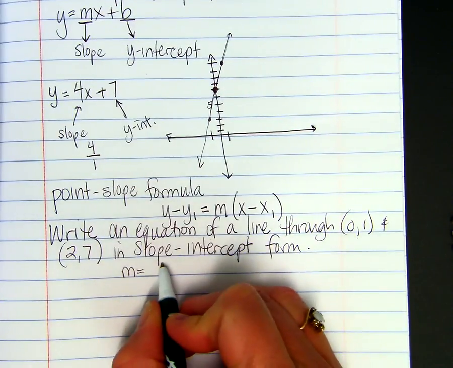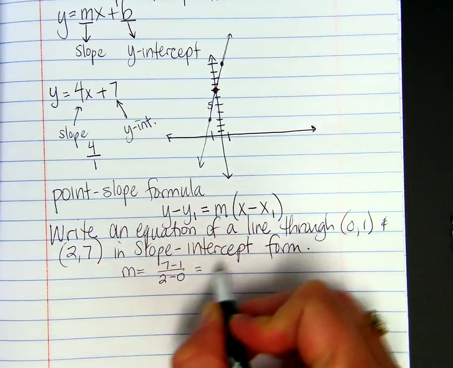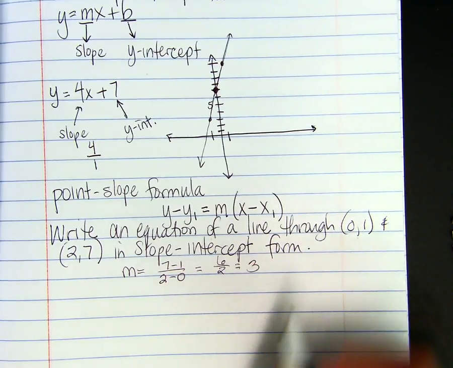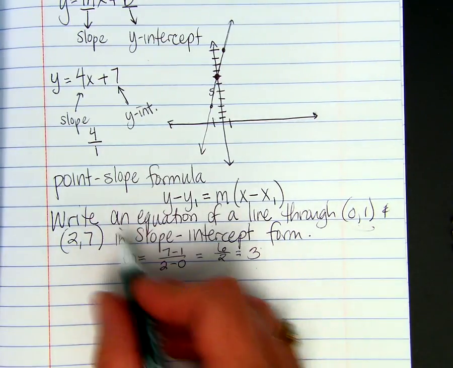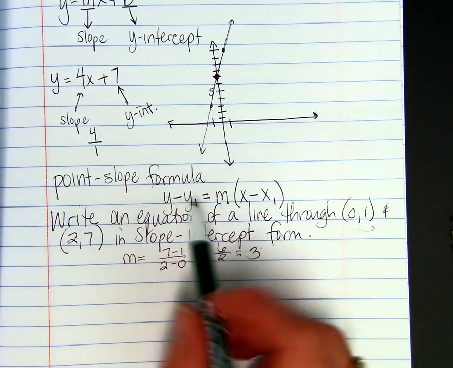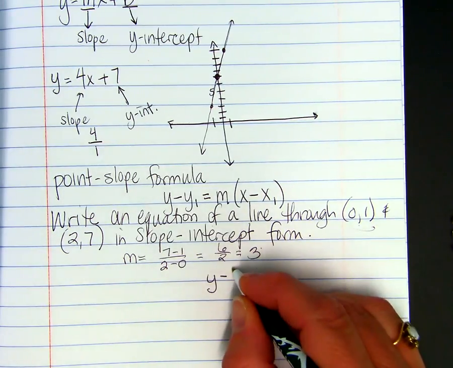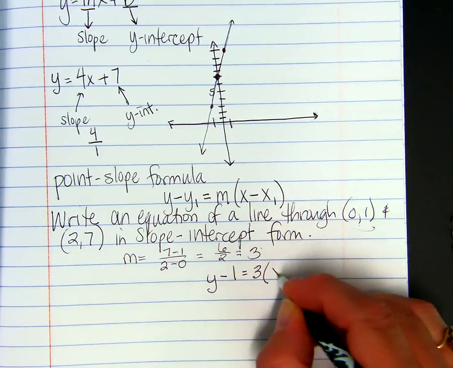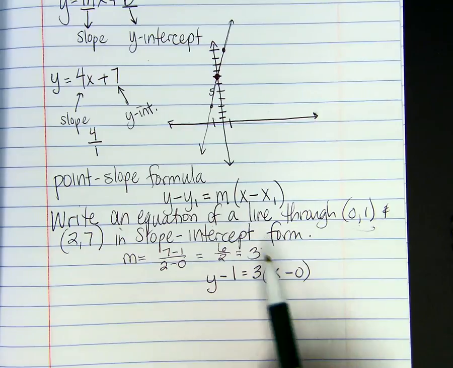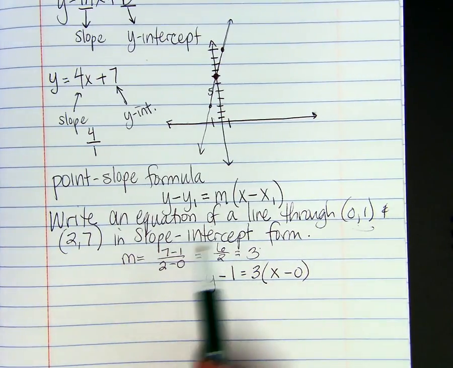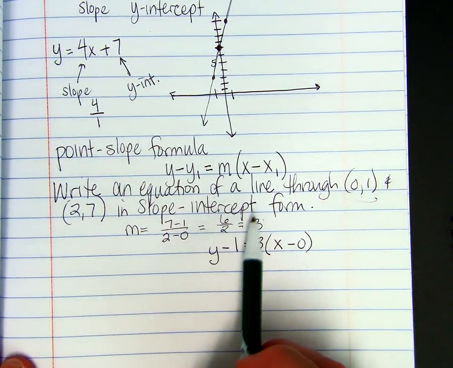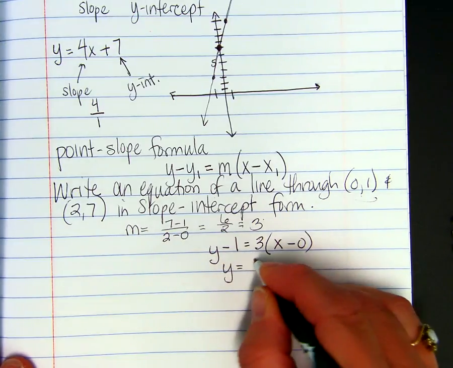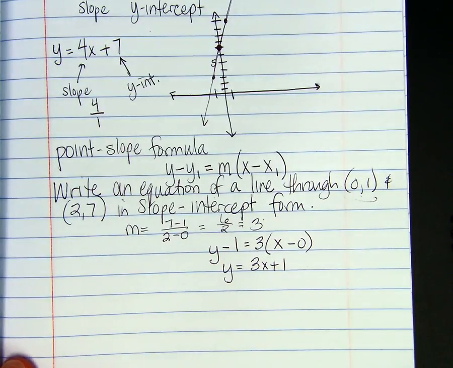M equals 7 minus 1 over 2 minus 0, or 6 halves, which reduces to 3. So our slope is 3. We can use this point in our point slope formula. So y minus 1 equals 3 in parentheses x minus 0. If it didn't say in slope-intercept form, you could leave it this way, because that's an equation of a line. But since it says slope-intercept form, we have to add 1 to both sides. Get y equals 3x plus 1, and that's our equation. That's the end of the lesson.